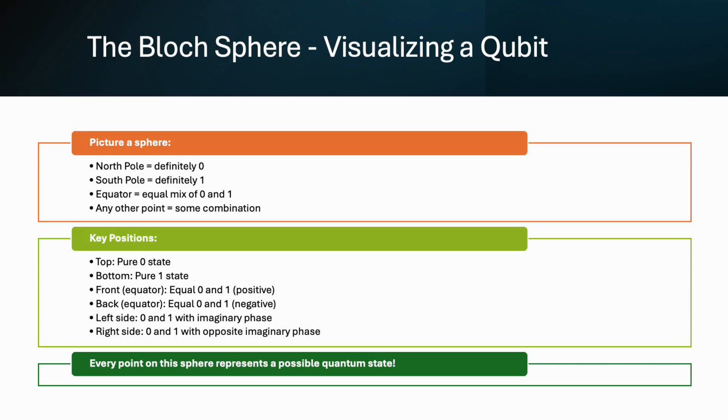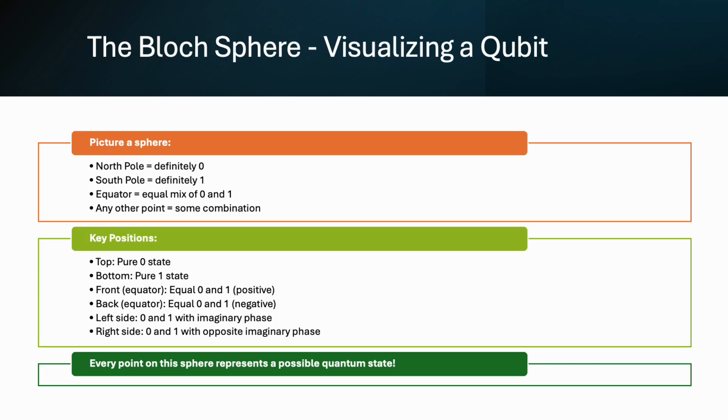Understanding qubits becomes much easier when we can visualize them. And that is where the Bloch sphere comes in, named after physicist Felix Bloch. This is a three-dimensional sphere where every single point on the surface represents a possible state of a qubit. Imagine holding a globe in your hands. The north pole of this sphere represents the qubit being definitely in state 0, while the south pole represents it being definitely in state 1.